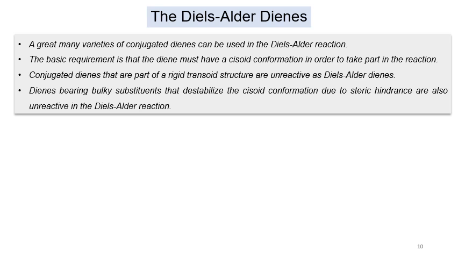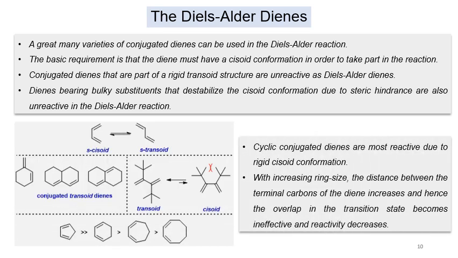Let's look at the diene portion for a Diels Alder reaction. A variety of conjugated dienes can be used in the Diels Alder reaction. The basic requirement is that the diene must have a cis conformation. If the diene cannot have a cis conformation, then it cannot take part in the Diels Alder reaction. Obviously, because the two ends of the diene are too far apart to overlap simultaneously with the dienophile.